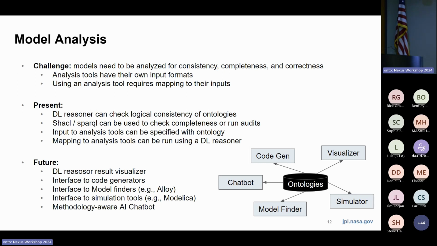We need interfaces to simulation tools, so we need to define operational semantics as well as logical semantics, and we need to make use of those AI bots to help us achieve these things, to help us become a co-pilot for our practice.